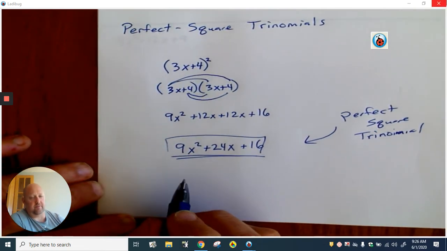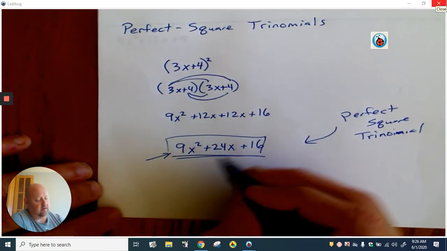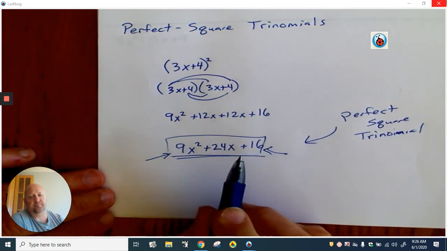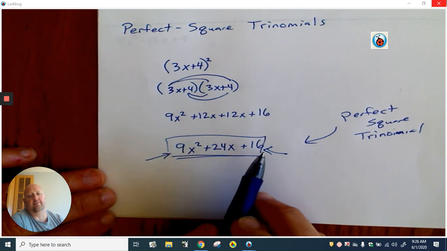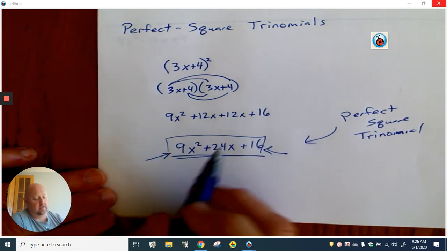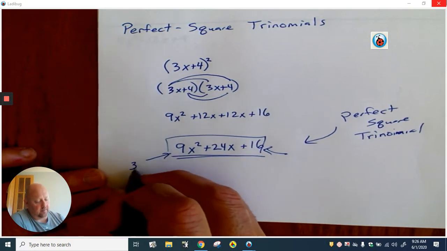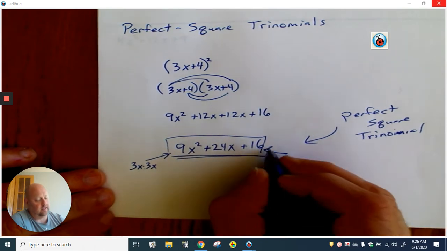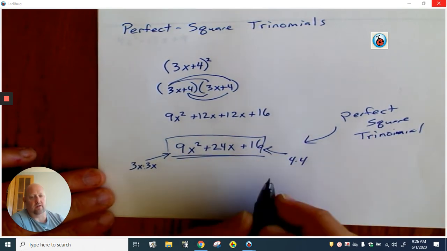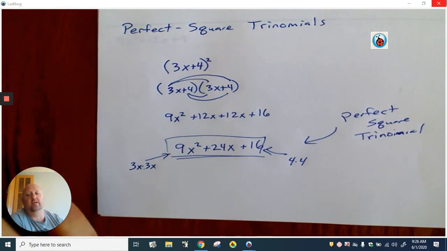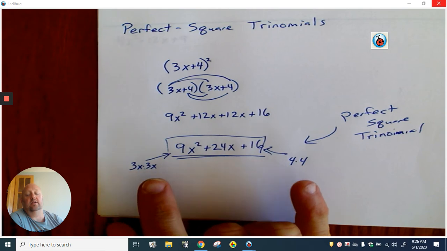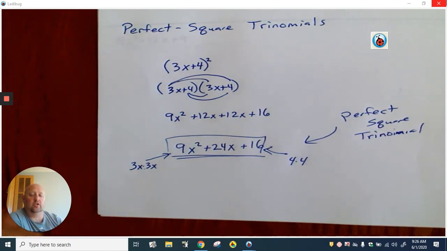Okay. Well, the first thing you want to look at are the first term and the last term, that 9x squared and the 16. Those two numbers have to be perfect squares, because basically 3x times 3x, or 3x squared, gets you that 9x squared, and the 16 is 4 times 4. So if you see that, that's going to be your first indicator. Are those two numbers perfect squares? If they are, there's a quick check to see, is this in fact a perfect square trinomial?